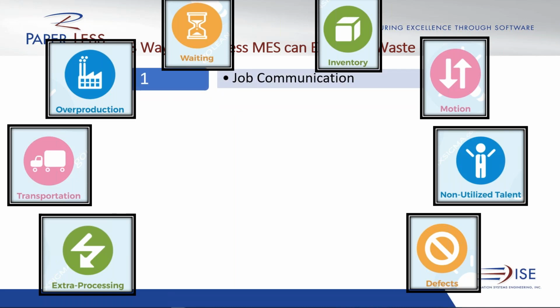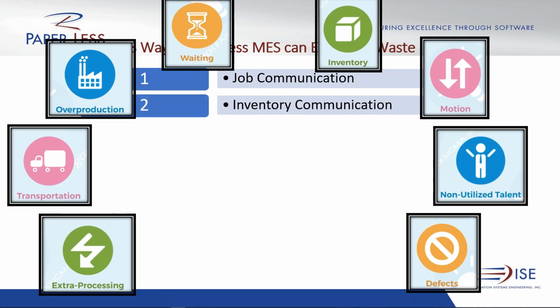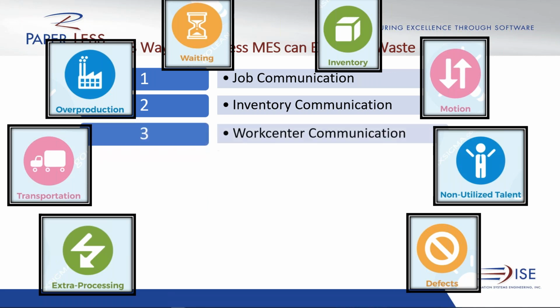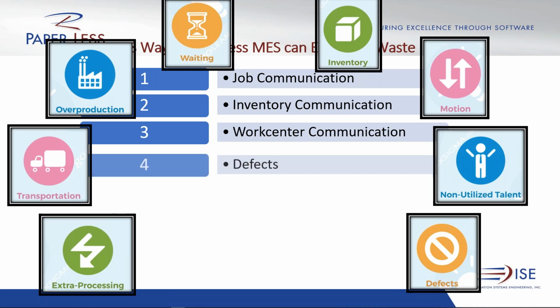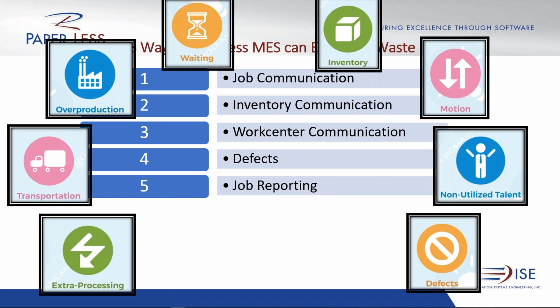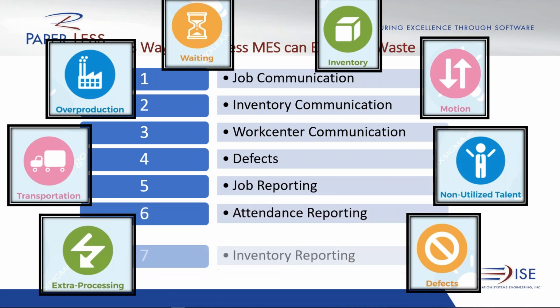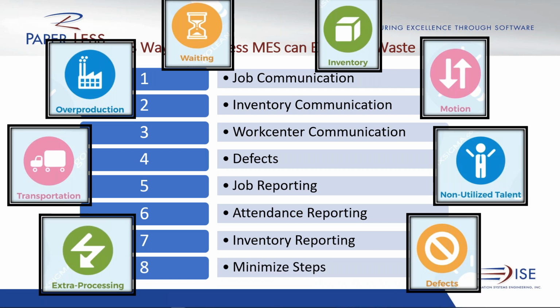So I boiled it down into different things out there on the floor. One is job communication. Another one is inventory communication. Then we have work center communication, or facility or cell or area out there on your manufacturing floor, whichever term you use to designate those specific areas, or even machine. Defects. Then we have job reporting, attendance reporting, inventory reporting, and lastly, minimizing steps. So these are really 8 things that we're going to focus on, which again overlap between many of the different areas defined in your lean manufacturing waste categories.